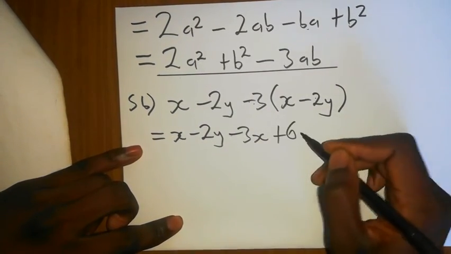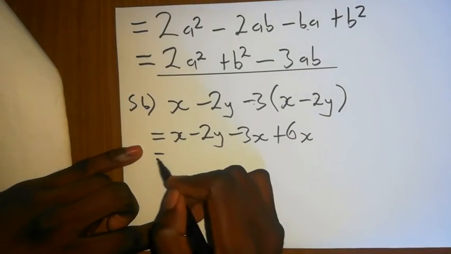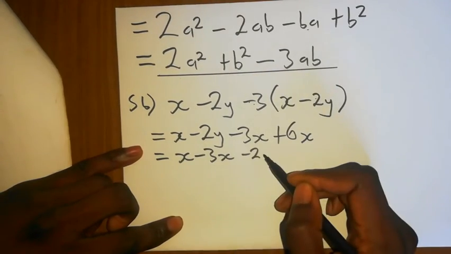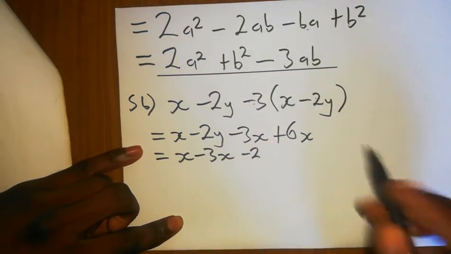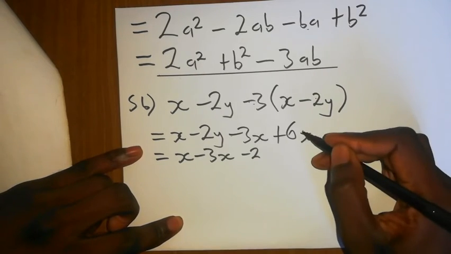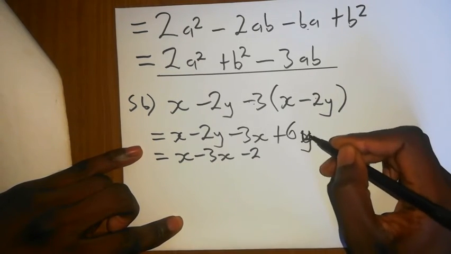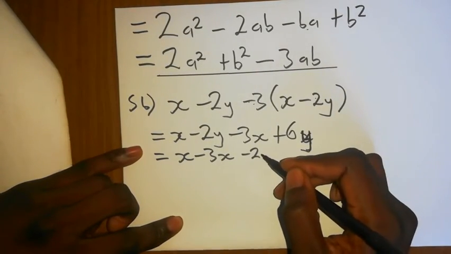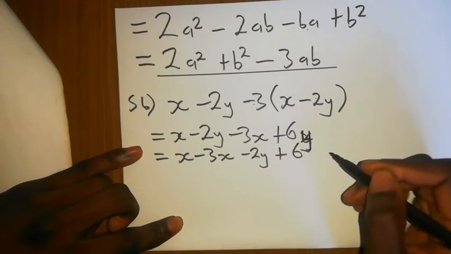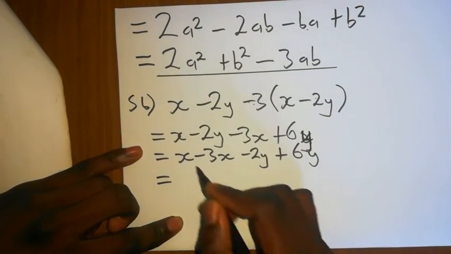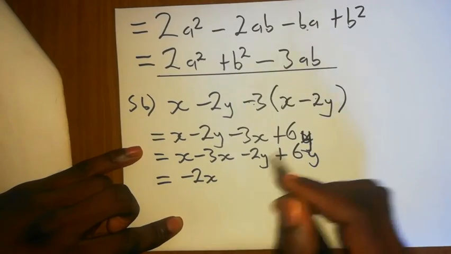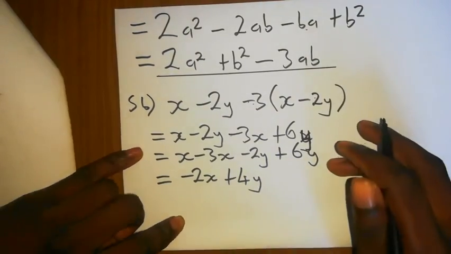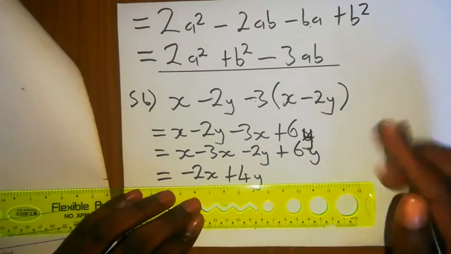minus 3 times negative 2y, I'm going to obtain positive 6y. From this stage, I'm going to collect my like terms, so it's equal to x minus 3x minus 2. So here I made a mistake. Here it's positive 6y. Then x minus 3x, then negative 2y plus 6y. So it's equal to negative 2x, then negative 2y plus 6y, that's positive 4y. This is your answer. You'll be done.